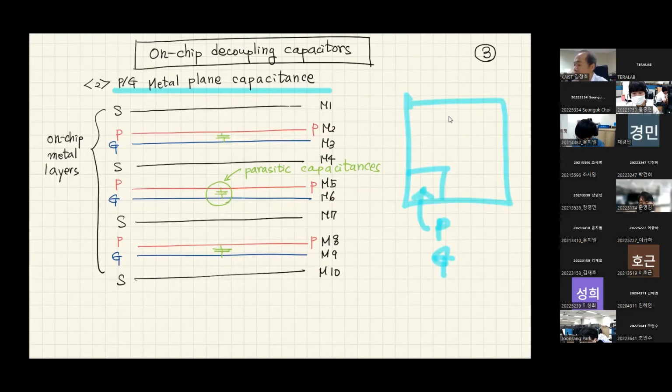This is an example. This may not be the usual case, but this is a cross-sectional view of a metal structure inside your chip. I'm assuming that it has a power plane metal. Metal 2 is wholly dedicated to power metal in this configuration. Metal 5 is wholly dedicated to power.